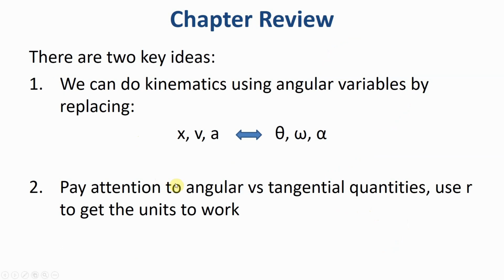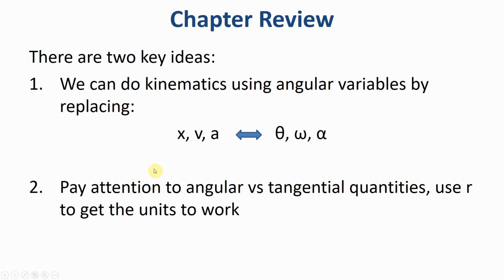So that's going to be it for part 1. The whole idea is this Rosetta Stone. I take my linear quantities, x, v, and a. I replace them with my Greek letter rotational quantities, theta, omega, alpha. And I can just reuse all my equations without having to think. It's really easy to do.